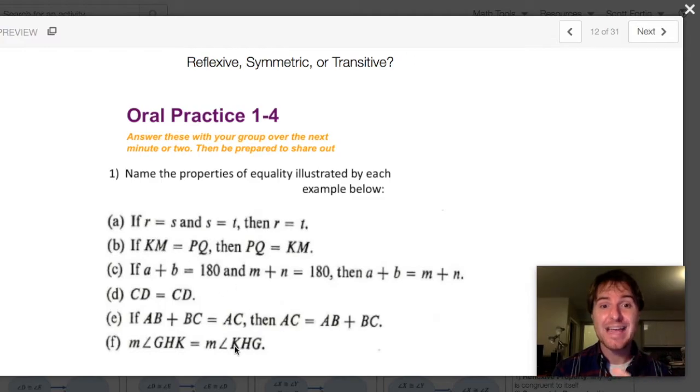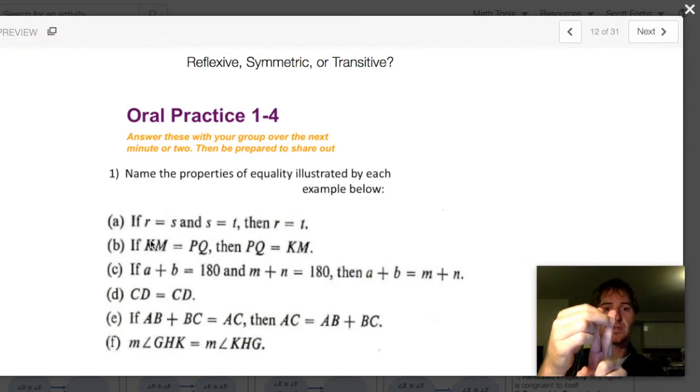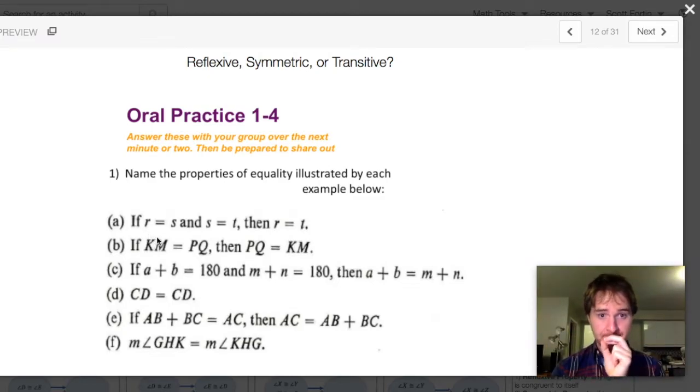What are we looking at down here? What's KM? Is that a segment? Is that our line? Is KM a segment? No, it's a distance. It's a length, right? Remember, when we have 2 letters next to one another, it means the distance between those 2 points, between K and M. So if KM is equal to PQ, then PQ is equal to KM. Our operator here is all equality, our statements are all equations, so these are properties of equality.